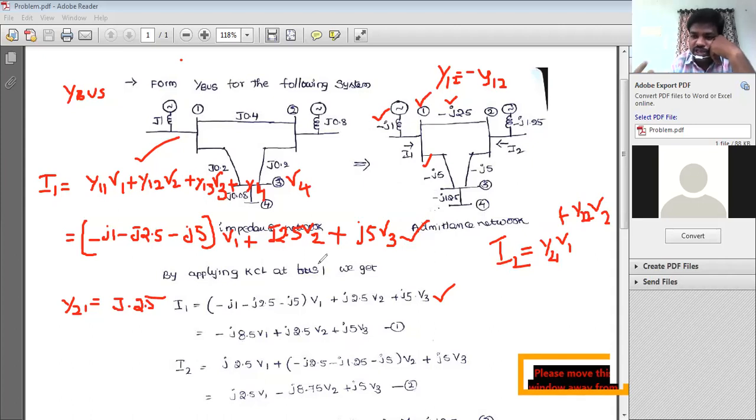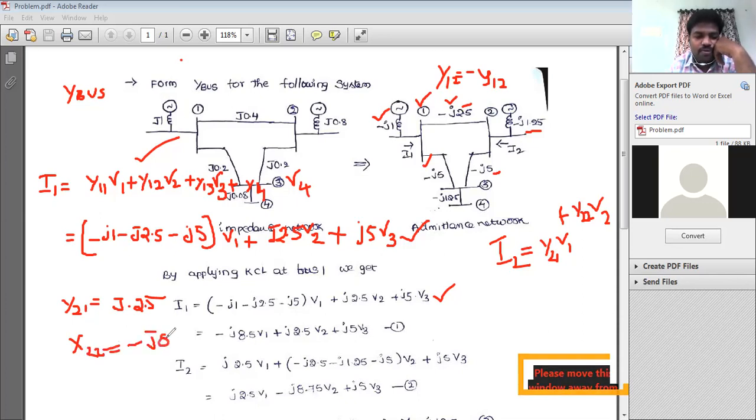Now, what is Y22? Without changing the sign of that admittance, first of all, you need to add all the admittances connected to bus number 2. Now you see here, this is bus number 2. The first one is minus 1.25, minus 2.5, minus 5. So minus 5 minus 7.5 and 1.25, obviously 8.75. So Y22 is equal to minus j 8.75.